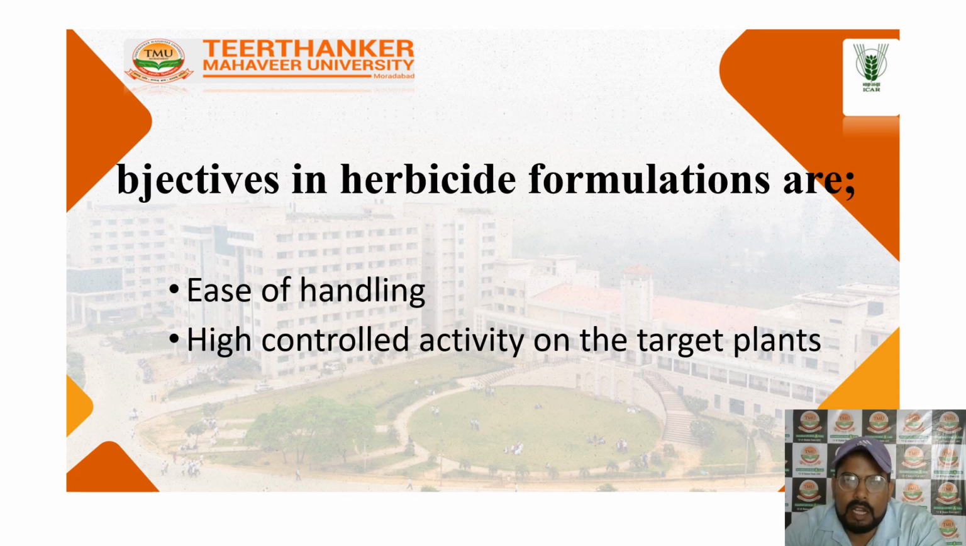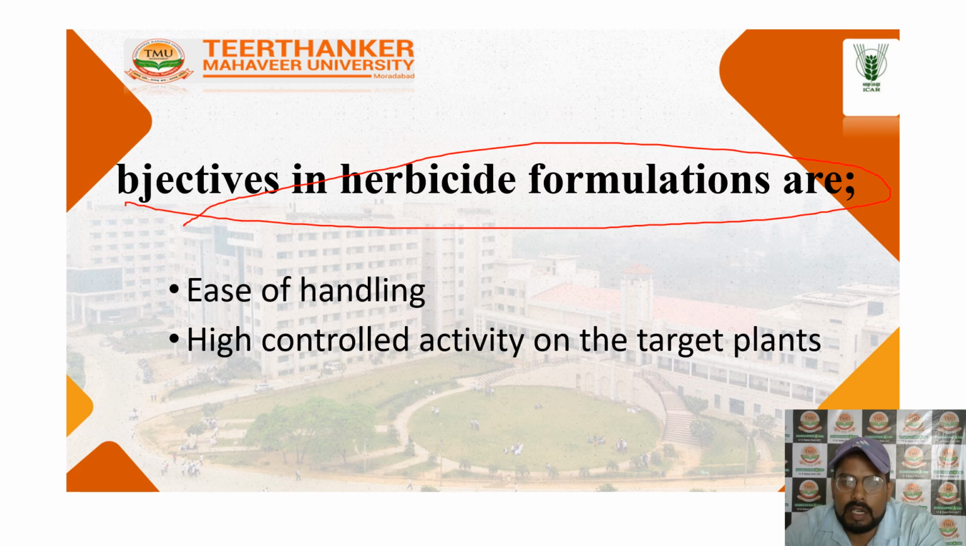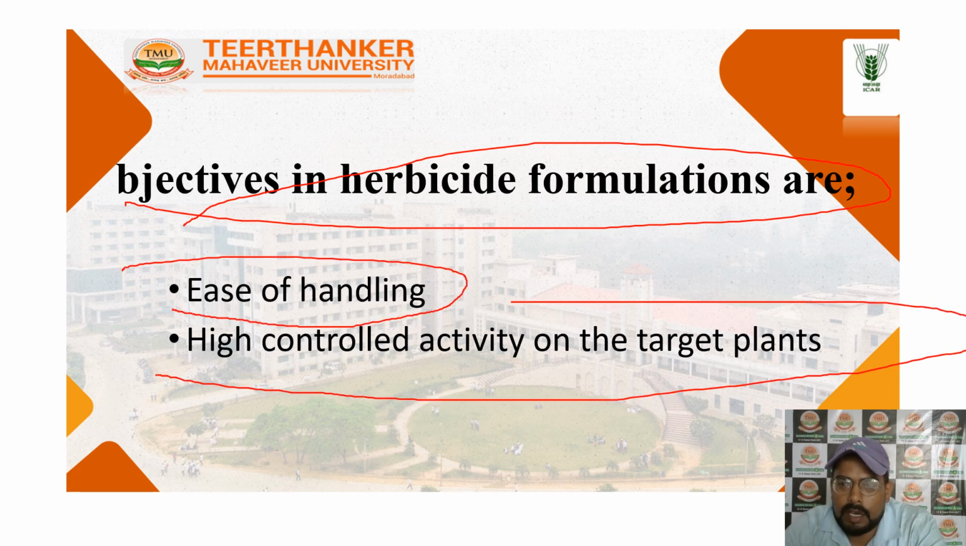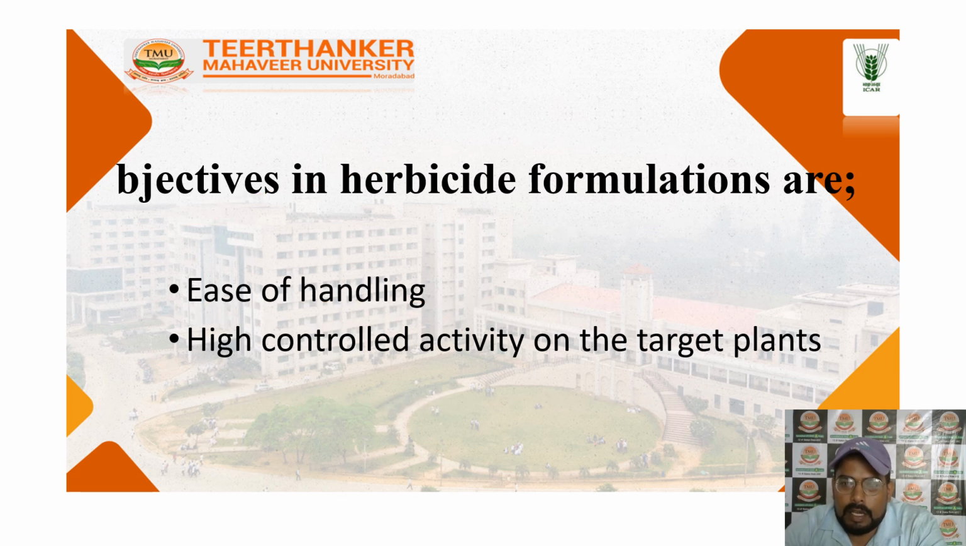So the next one is the objective of herbicide formulation. What is the major objective? It is easy handling and high control activity on the targeted weeds. Only the specific plants are killed, then the main crop is saved in the fields and controlled by the application. So a more effective herbicide formulation creates more profit from the yields of the crops.